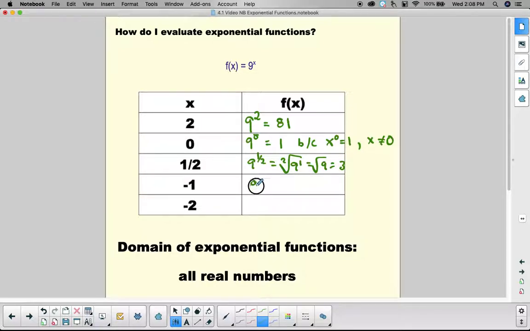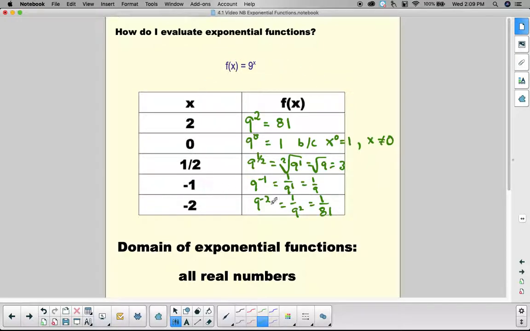Then we've got negative. We allow negative exponent values. 9 to the negative 1. Remember, when the exponent's negative, you take the whole expression, you move it to the denominator and change the sign of the exponent. So 9 to the negative 1 is the same as 1 over 9 to the first, which is simply 1/9. 9 to the negative 2 is equal to 1 over 9 squared, which is 1 over 81. That's how you evaluate exponential functions.